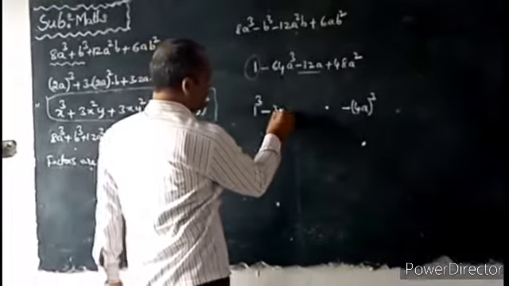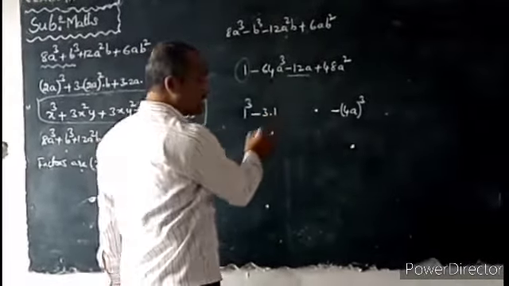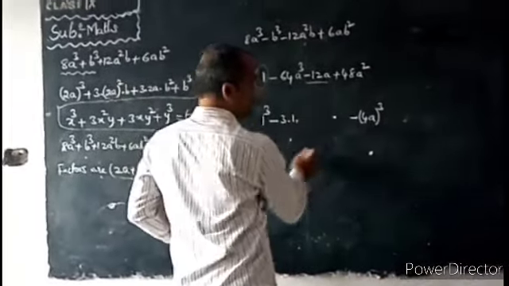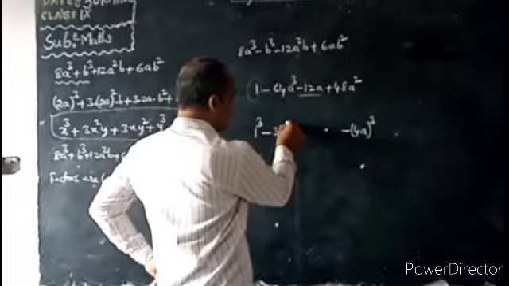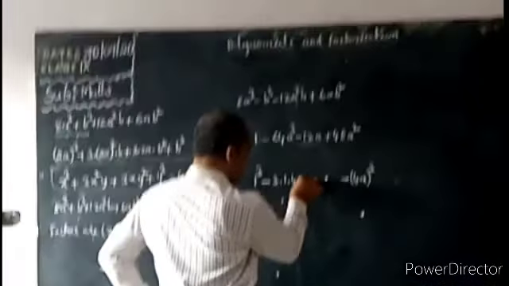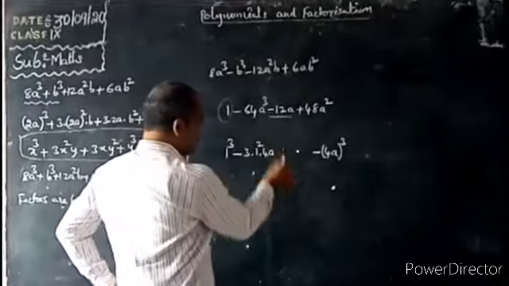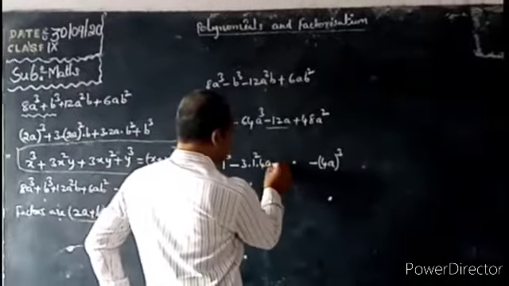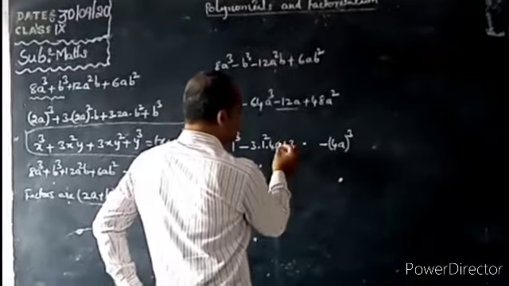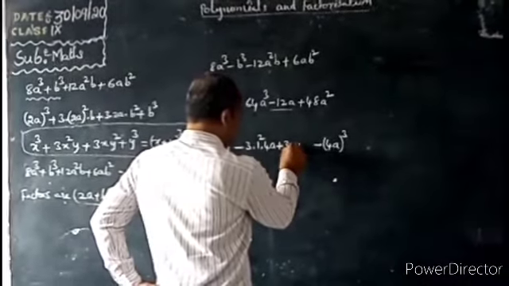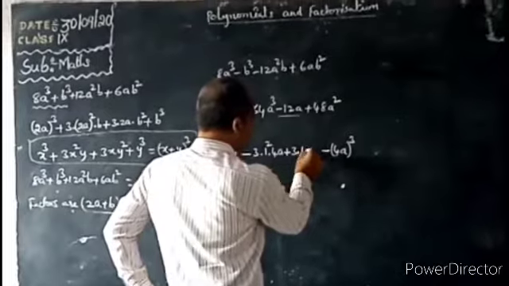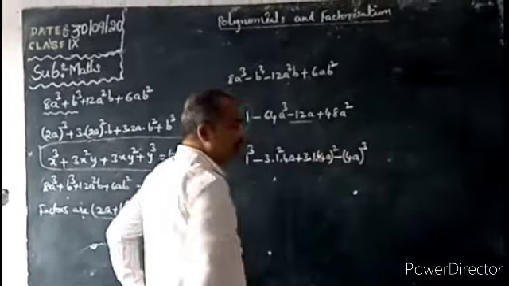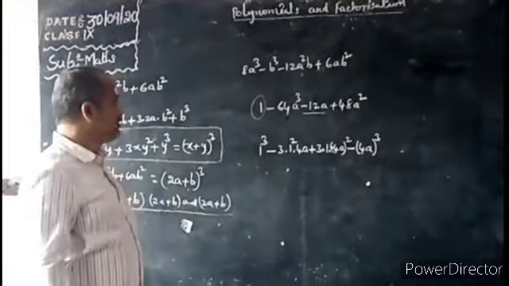3 into first x means 1 into 4a. 1 square means 1 only, na. 1 square into 4a. Plus 3 into 1 into 4a whole square. 4a whole square, what does it give?